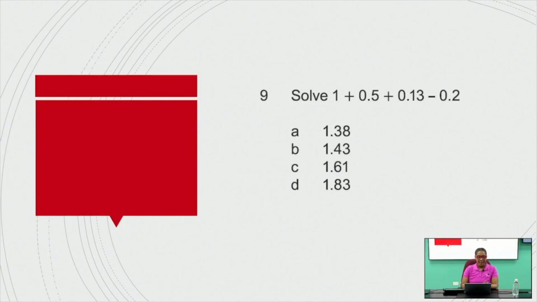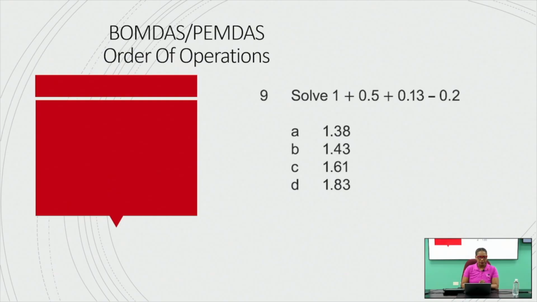We're at question 9. Solve 1 plus 0.5 plus 0.13, subtract 0.2. I want you to also practice calling your numbers like this. So I'm going to say it again. Solve 1 plus 5 tenths plus 13 hundredths, subtract 2 tenths. And let us do this together.